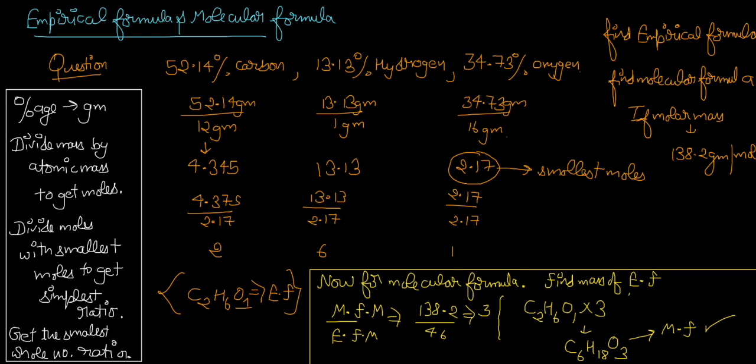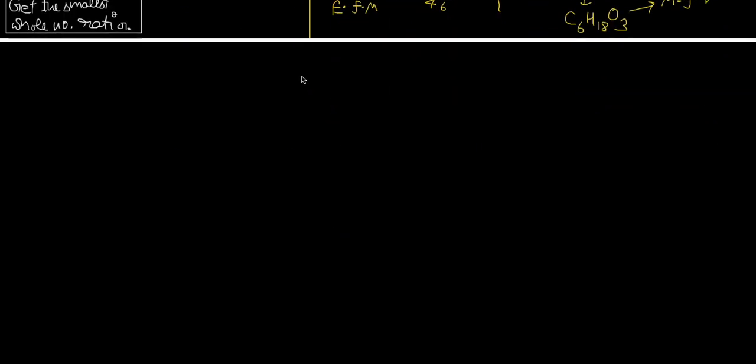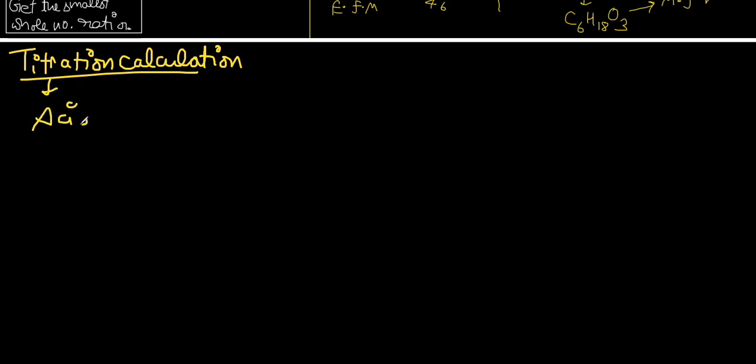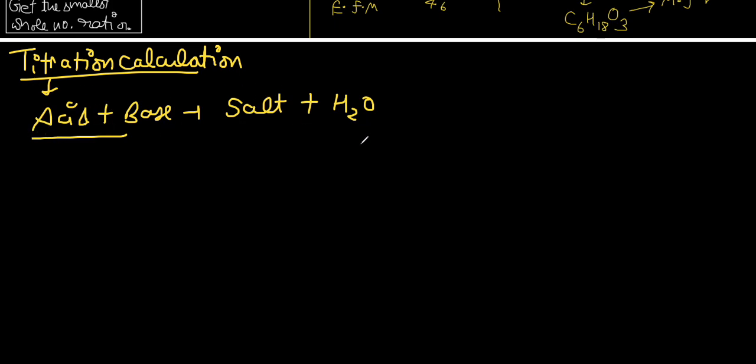Okay, now after this, there is just one more topic remaining, which is the titration calculations part. So the topic is titration calculations. Now, first point, what does titration mean? When you're reacting an acid with a base, you'll be getting salt plus water. We have studied this under acids, bases, salts. Acid plus base is a neutralization reaction. It gives us salt plus water.